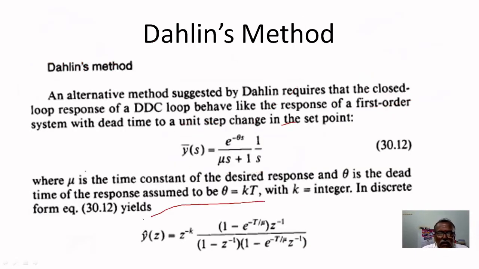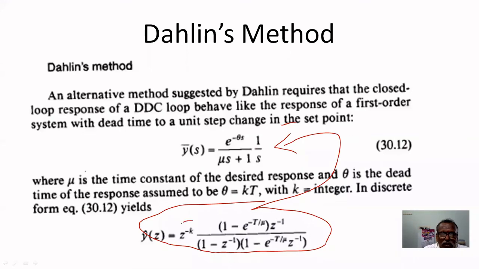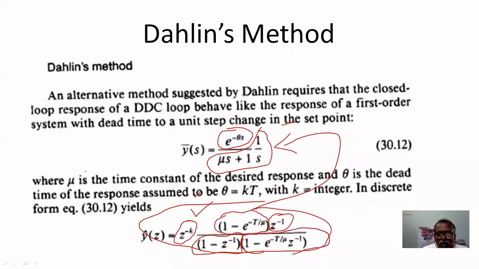This is the z transform of this. Here theta equal to kT. Therefore z power minus k, for this e power minus theta s, we are getting z power minus k. For the remaining thing, if you bring that mu outside, 1 by mu will be in the numerator. Denominator s multiplied by s plus 1 by mu. Therefore, a equal to 1 by mu. Therefore, 1 minus e power minus T by mu into z power minus 1 numerator. Denominator 1 minus z power minus 1, 1 minus e power minus T by mu z power minus 1 in the denominator. So this is y of z.